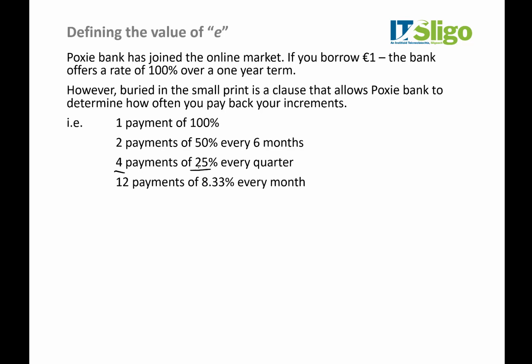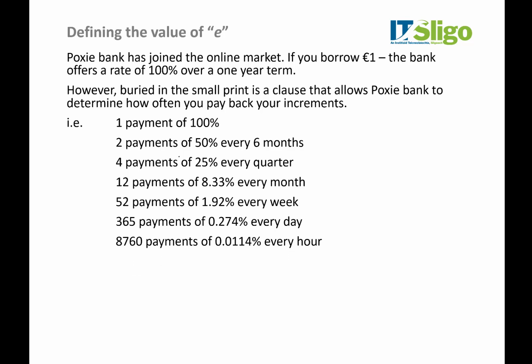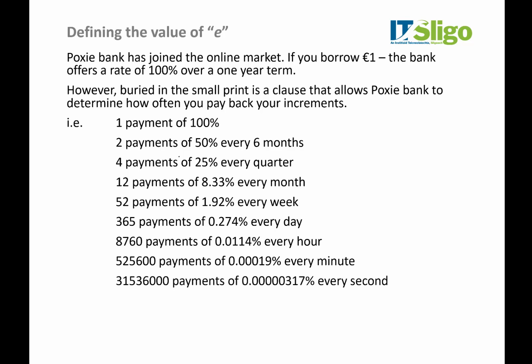So each time, if we multiply those values, we always end up with 100, but there's some clever accounting going on. We could pay back 1.92% every week. 365 payments of 0.264% every day. We could be asked to pay it back every hour, or even every minute, or even every second. So this is how many seconds there are in a year. Poxy Bank get to decide how you pay things back. They can structure that 100% any way they want.